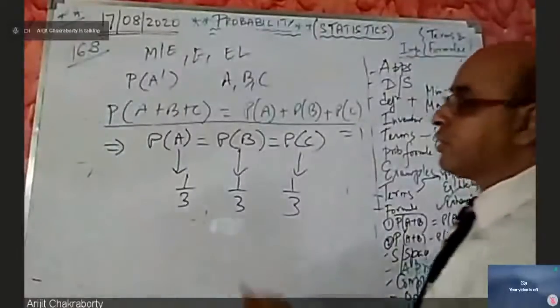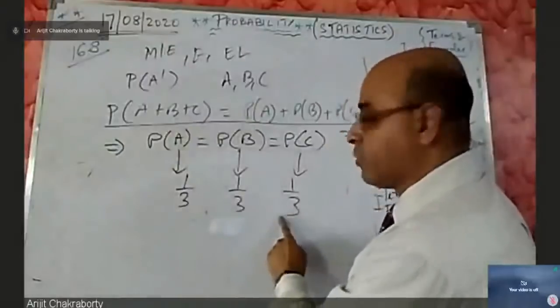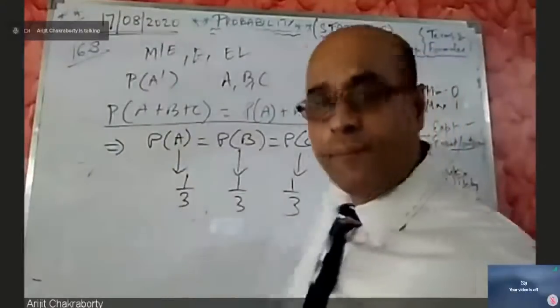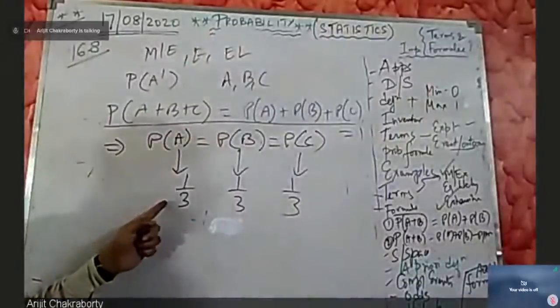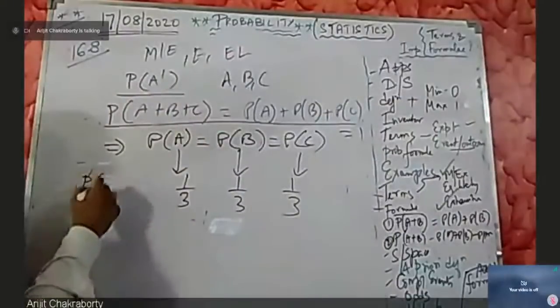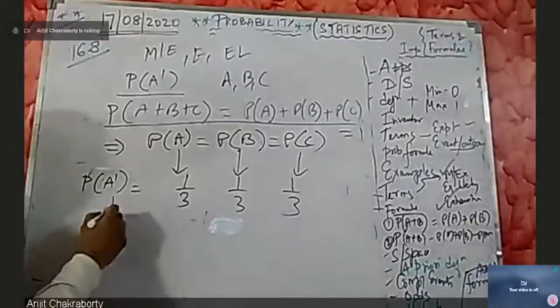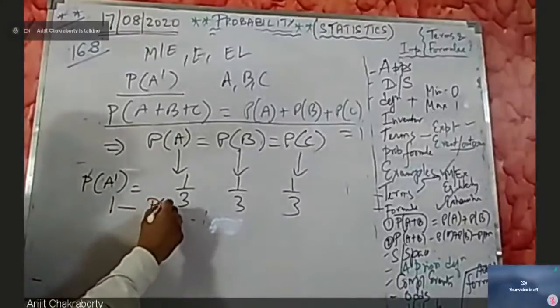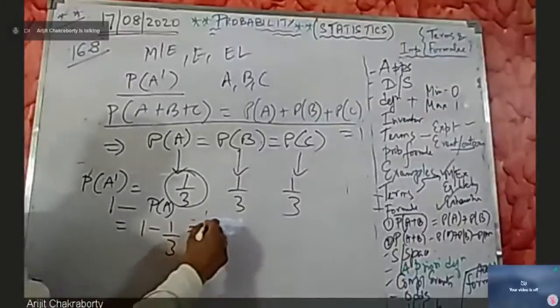So each of them is equally likely. I think this is clear. So each of them has the probability 1/3. Very good. Now we can say that probability of A is 1/3. Then we have to find out probability of A dash, the complementary event of A. Very simple, we know the formula: 1 minus P(A). P(A) is 1/3. So it is 1 minus 1/3, that is 2/3.